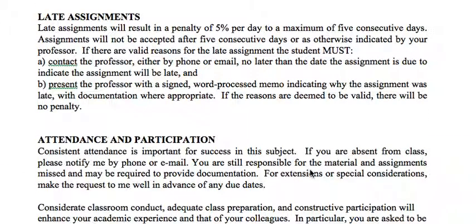Late assignments will result in a penalty of 5% per day to a maximum of 5 consecutive days. So if you do not hand in an assignment after 5 consecutive days, you'll be graded with a 0. If you are going to be having difficulties completing an assignment, you must let me know beforehand so we can work out alternative arrangements. If not, you will be receiving a 5% deduction per day. After 5 days, you will get a 0 on that assignment.